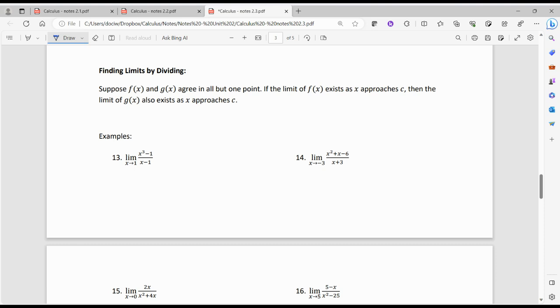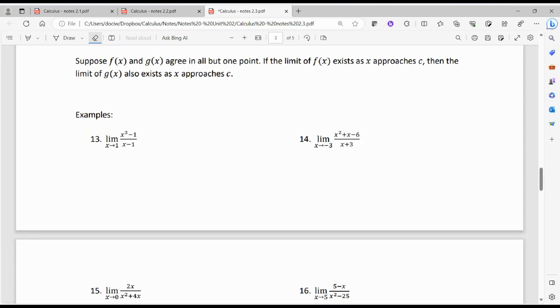when the function as x approaches a value. For example, if you look at number 13, the value as x approaches 1. Notice we're going to get a 0 in the denominator. That's always a situation where something fun is going to happen. So let's look at number 13 to start.